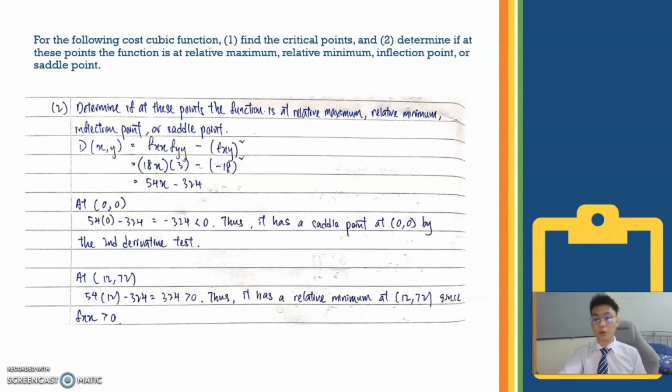Next, we must determine if at this point the function is at a relative maximum, relative minimum, inflection point or saddle point. So we must do the second derivative test, which is fxx times fyy minus fxy squared, and we get the equation 54x minus 324. At the first critical point, we substitute 0 into x, and we get negative 324, which is less than 0. Thus, it has a saddle point at the first critical point (0, 0) by the second derivative test. At the second critical point, x equals 12 and y equals 72, we get 324, which is a positive number and greater than 0. Thus, it has a relative minimum at the second critical point, since fxx is greater than 0.